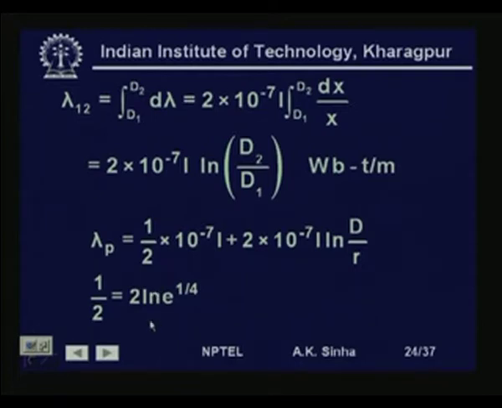Now, if we want, we can find out the total flux linkages between any 2 points D1 and D2 from the center of the conductor, which we can write as lambda 12 is equal to integral D1 to D2 of d lambda, which will be equal to 2 into 10 to the power minus 7 I integral D1 to D2 dx by x, and which after integrating comes out to be 2 into 10 to the power minus 7 I ln D2 by D1 Weber turns per meter.